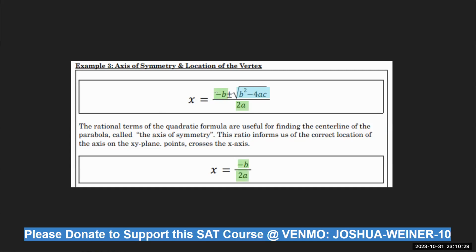So in other words, the ratio negative b over 2a gives us the center line of the parabola, called the axis of symmetry. This ratio informs us of the correct location of the axis on the xy plane, where it points or crosses the x-axis. So let's look at a few examples, and since I'm using green to highlight negative b over 2a, let's see what that looks like on the coordinate plane.